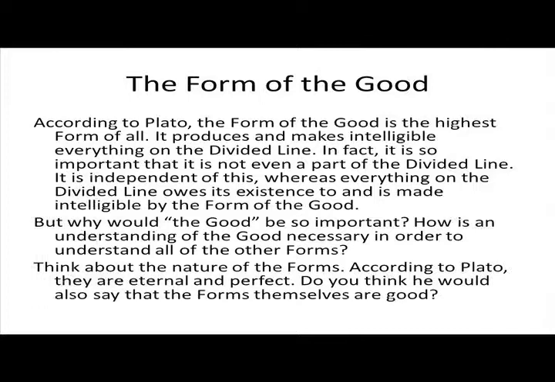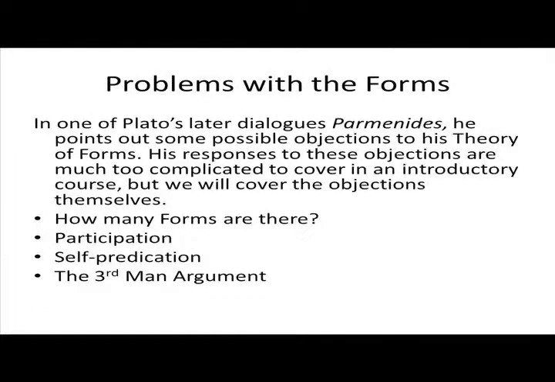So the form of good is good. It is predicated of itself. The form of justice is just. The form of beauty is beautiful. But what about other forms, like the big? Is the form of the big, is it big? Only in relation to something smaller than itself.